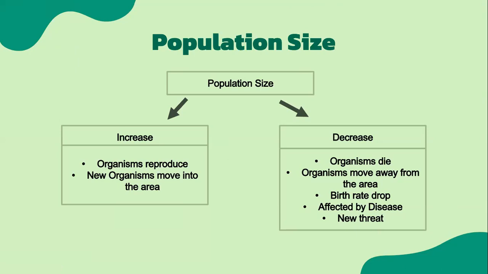So population size increases when people move in or they give birth more. Population size decreases when organisms pass away, die, and people move away. So these are the two interlinked ways between increase and decrease.